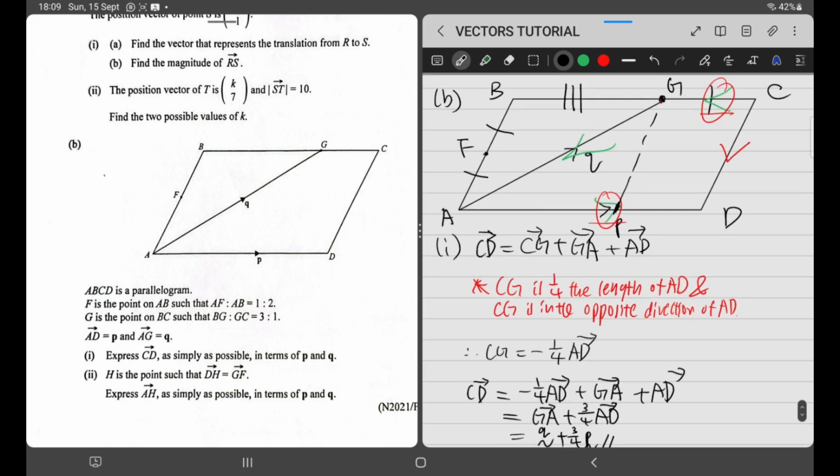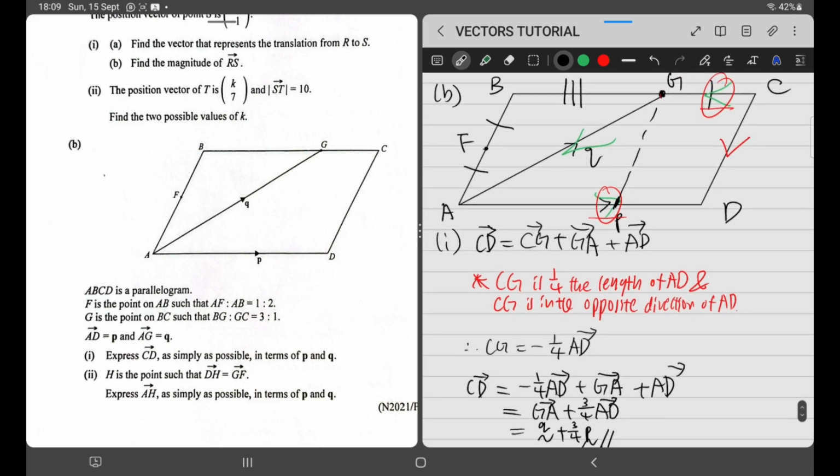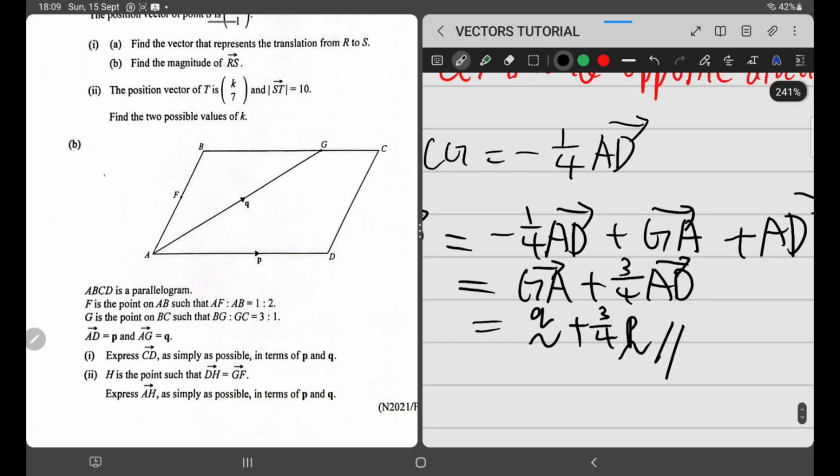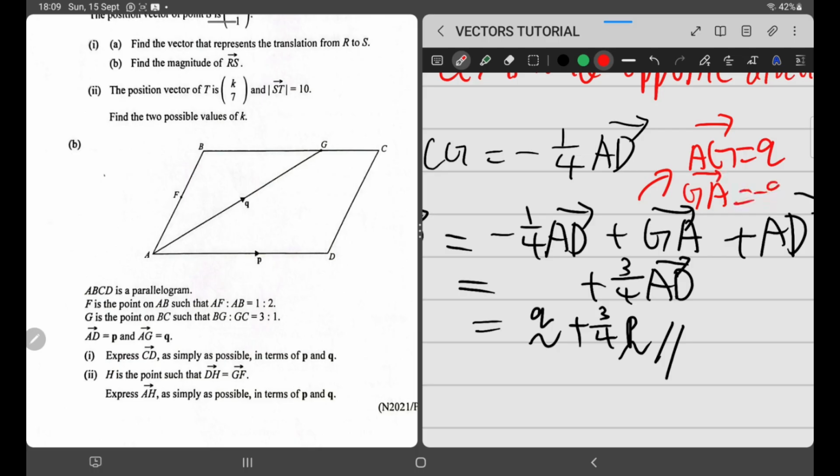Let me do a last check. GA plus AD, G to A. Oh, apologies. A to G is Q, right? So A to G is Q. Okay, I'm just going to write here. A to G is Q. Therefore, G to A is negative Q. So vectors, you gotta be really careful lah. So it's negative Q, which means you can just express this as 3/4 P minus Q. Voila, that's the answer.